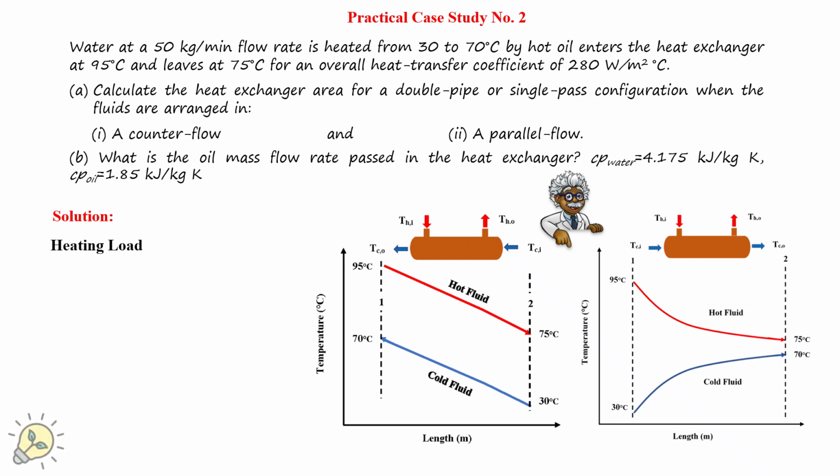Then let us start with the calculation of heating load. We have Q dot equals m dot Cp delta T of water. We have all these values. Then the total heat load will be 139.2 kilowatt.